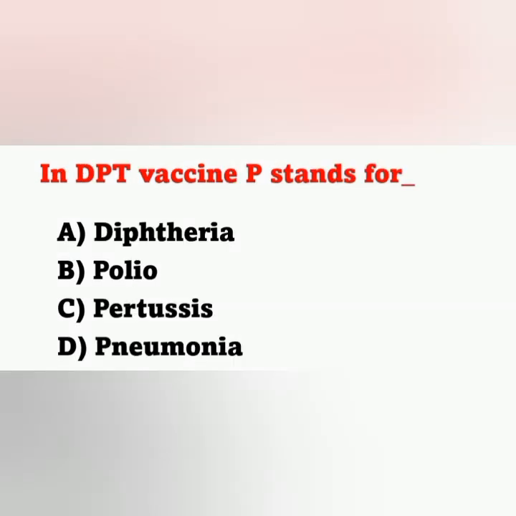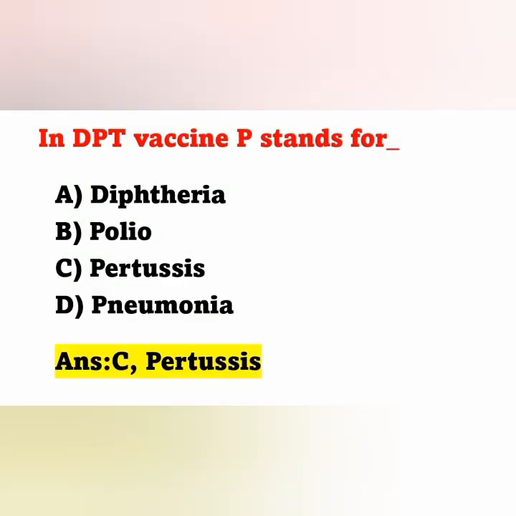And the next question, in DPT vaccine, P stands for, options. Option A, diphtheria, option B, polio, option C, pertussis, option D, pneumonia. In DPT vaccine, P stands for pertussis. Option C is the correct answer. Diphtheria, pertussis and tetanus. Option C is the correct answer.